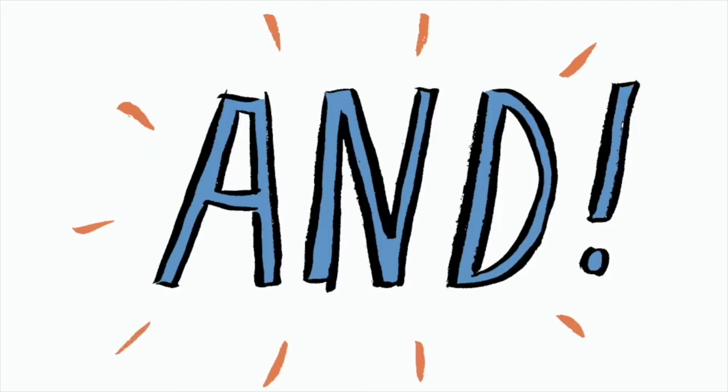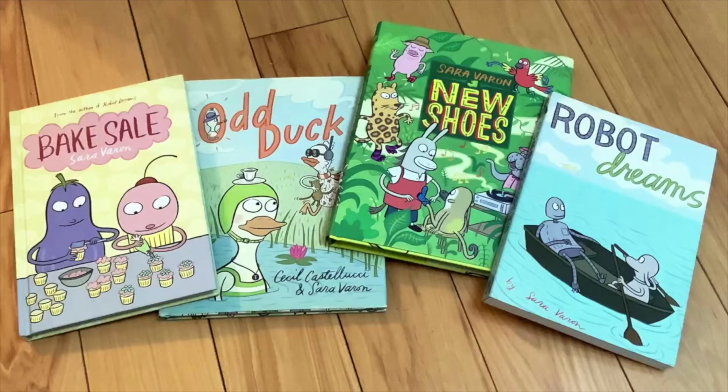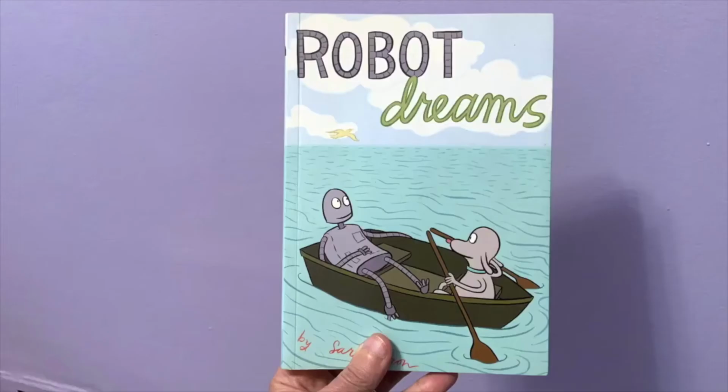And, in case you're interested in seeing some of the characters that I've made myself, here are a few of my books which you can probably find at your school library when it's open again. This one is called Robot Dreams. It's a wordless story about a dog and a robot.